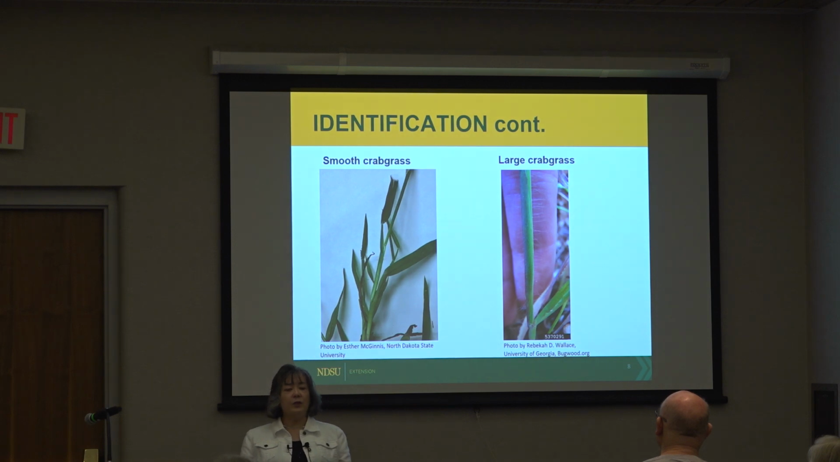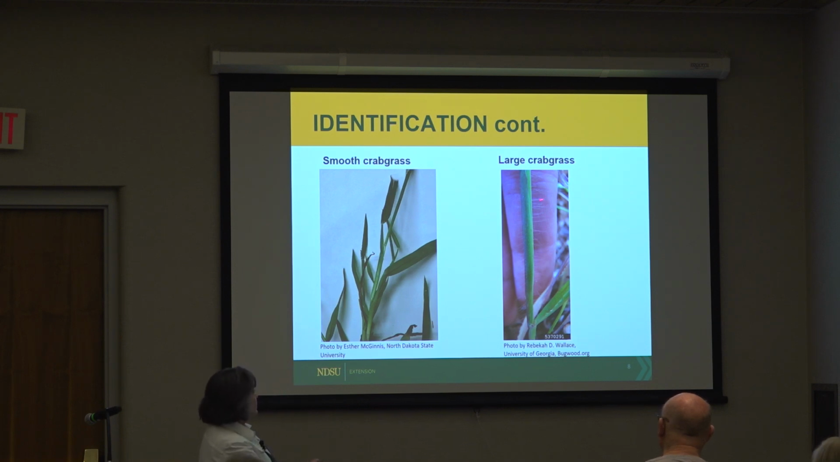Showing you the difference here between smooth and large crabgrass. Smooth crabgrass is on the left, and hopefully you can see this figure on the right. As it's silhouetted against this guy's finger, you can see there are hairs on it. So smooth crabgrass has few to no hairs. Large crabgrass has a lot of hairs on the leaf blade and culm.